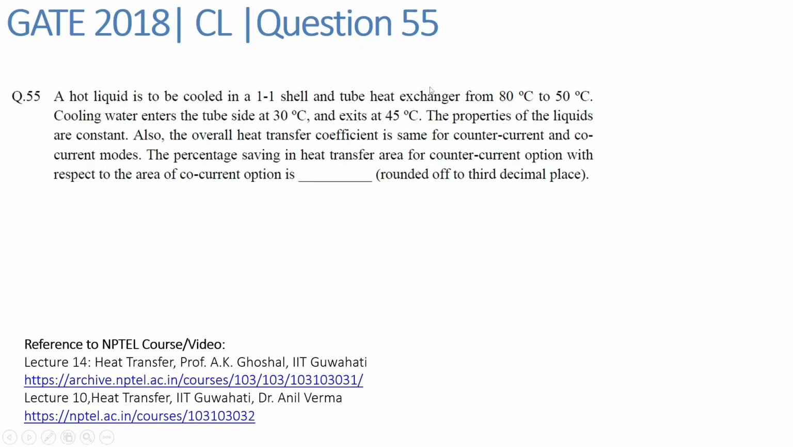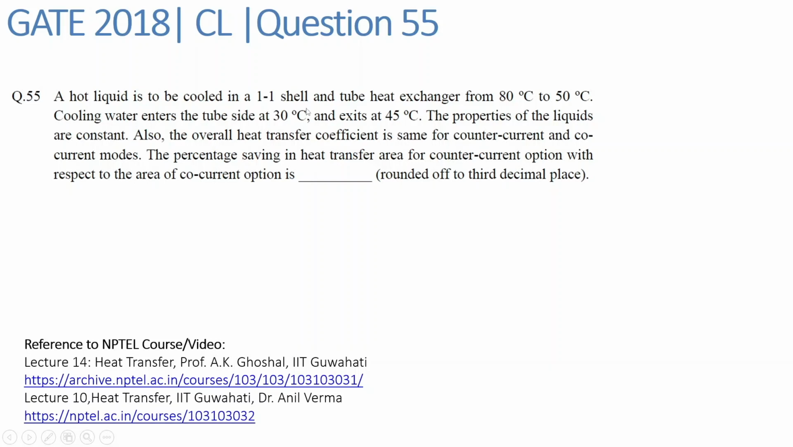Hello everyone. We are solving question 55 of the GATE 2018 chemical engineering paper, and the subject is heat transfer. The question is: a hot liquid is to be cooled in a 1-1 shell and tube heat exchanger from 80 to 50 degrees Celsius. Cooling water enters the tube side at 30 degrees Celsius and exits at 45 degrees Celsius. The properties of liquids are constant. Also, the overall heat transfer coefficient is the same for counter current and co-current modes. The percentage saving in heat transfer area for the counter current option with respect to the area of the co-current option is dash.